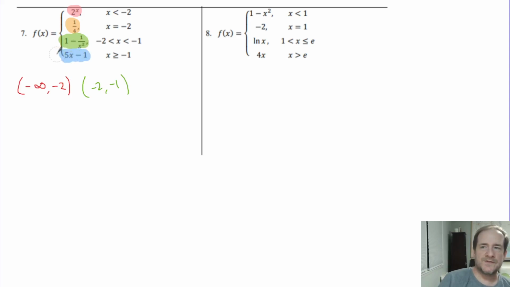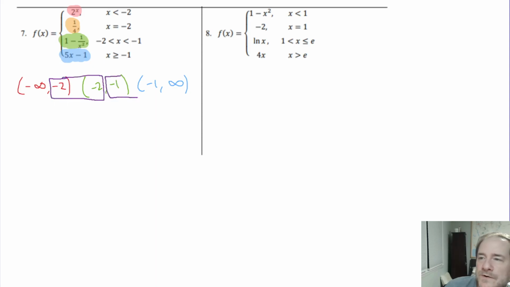Then the next guy is a line, and lines of course are continuous all the way from -infinity to infinity. So I can definitely say that I'm continuous from -1 to infinity. Okay, great, I did it. These are the intervals on which I'm continuous. Unless, what if I'm continuous at -2? Maybe I am. What if I'm continuous at -1? Maybe I am. Let's go test that.